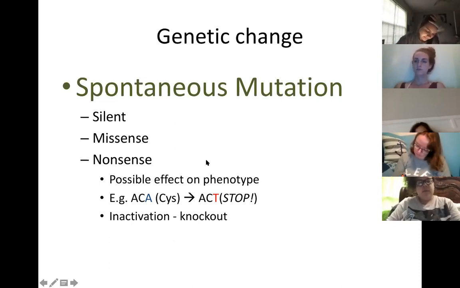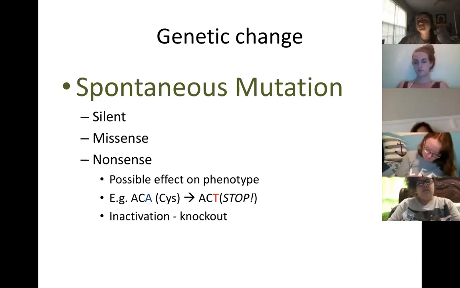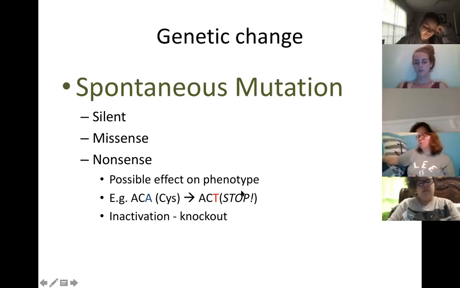Okay? So this is often lethal. If you've heard of mutations that are embryonic lethal, right? So the embryo doesn't grow or the fetus doesn't grow, or maybe it grows a little bit, but then there's like a miscarriage. Sometimes it can be because of nonsense mutations, and the body knows that it can't support life.